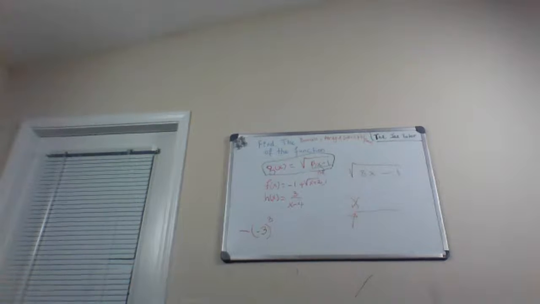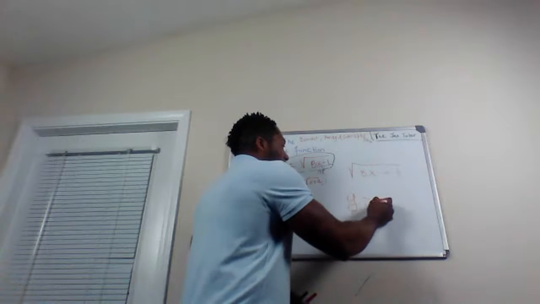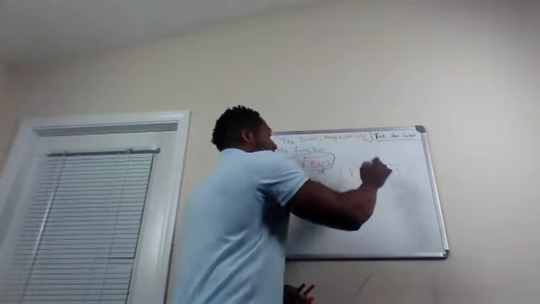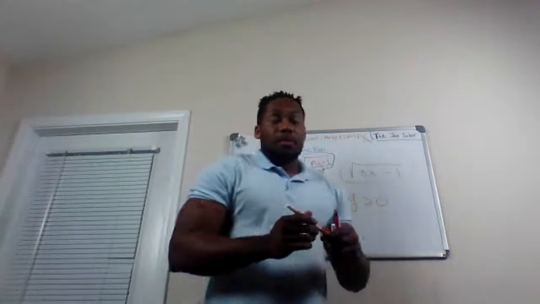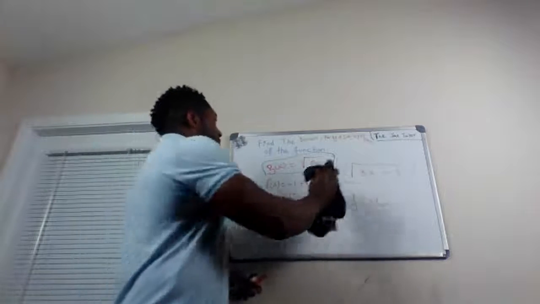Okay, so the possible y values need to be greater than or equal to 0. That means everything that this function is going to spit out is always going to be greater than or equal to 0. Those are the possible y values. Now, that's the second one.